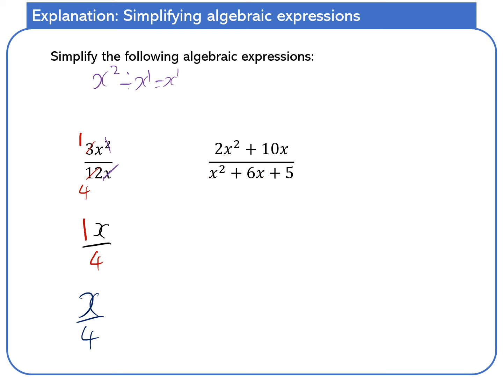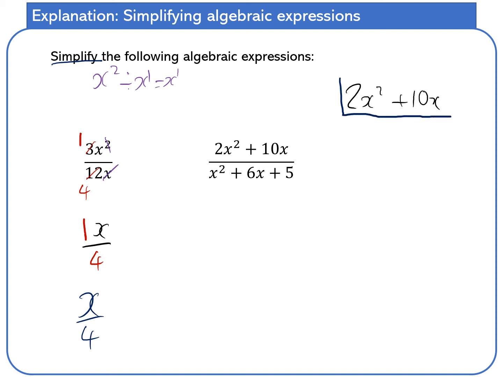Now, it will only say in the question, simplify. But you will actually have to factorize. And I consider each of those separately. So if I consider the numerator, if I ask you to factorize 2x squared plus 10x, you would have done that a couple of slides ago, no problem whatsoever.